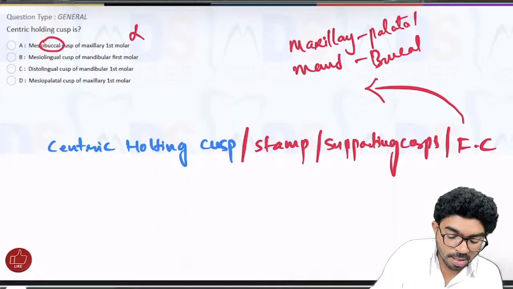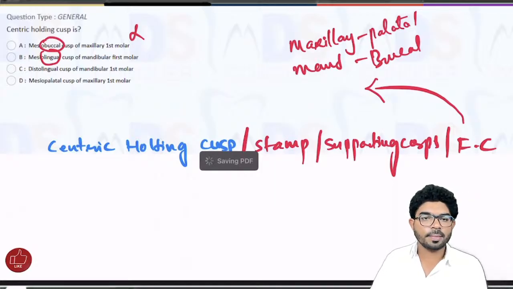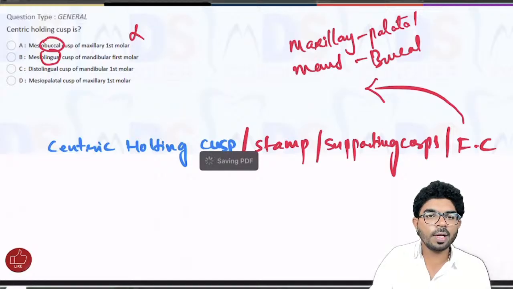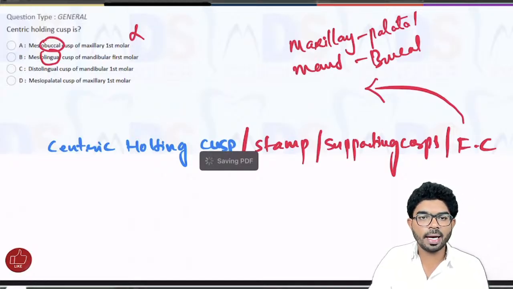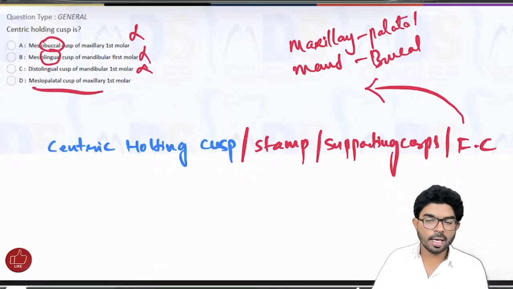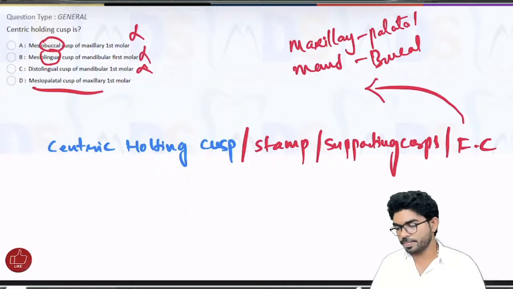Buccal cusp, lingual cusps or palatal cusp, it should be maxilla, wrong. And coming to distolingual, again lingual cusp, lingual means palatal, it should be maxilla, given as mandible, wrong. Whereas the mesopalatal cusp of the maxillary first molar is called the functional cusp, supporting cusp, stamp cusp, centric cusp.